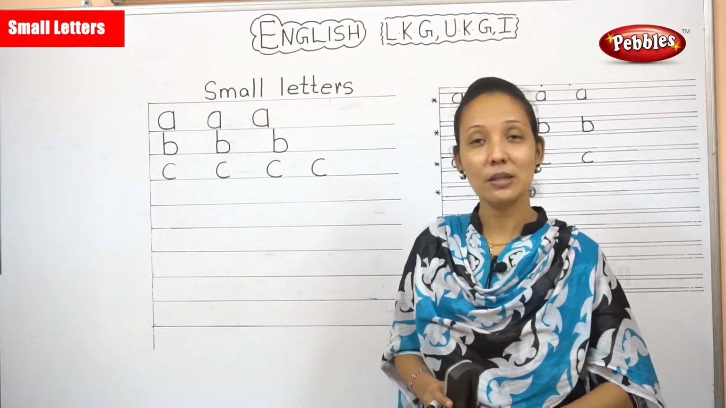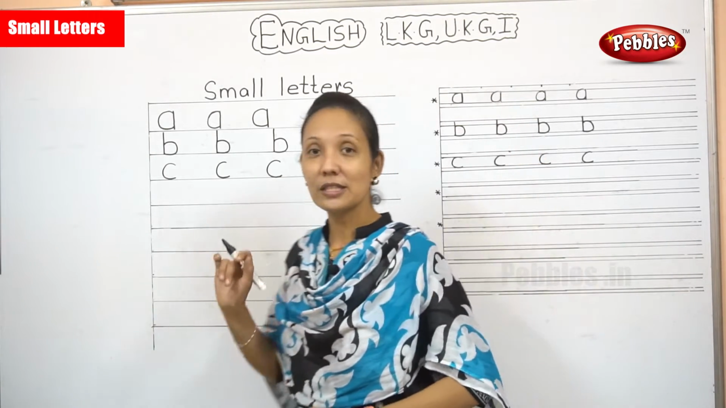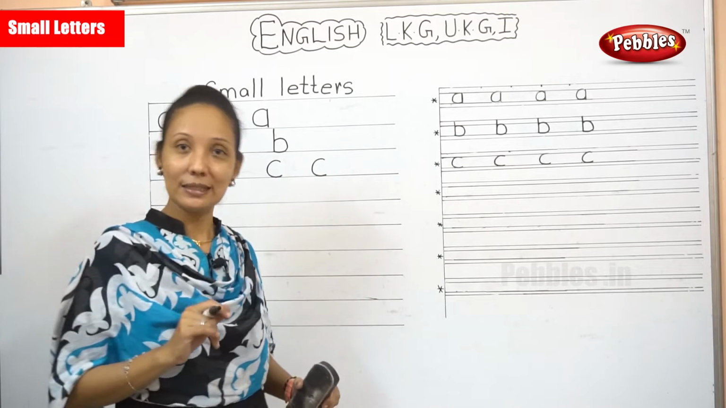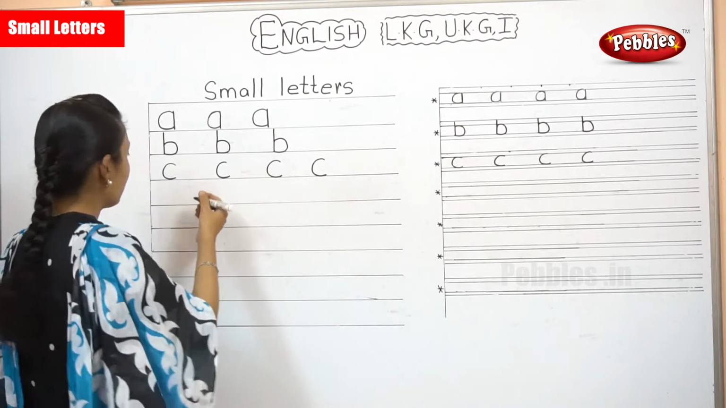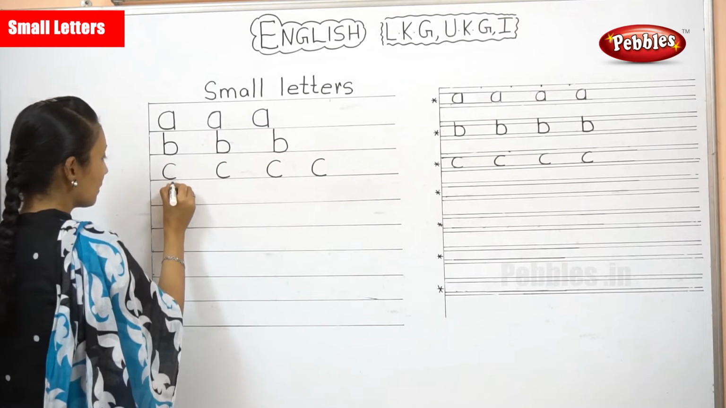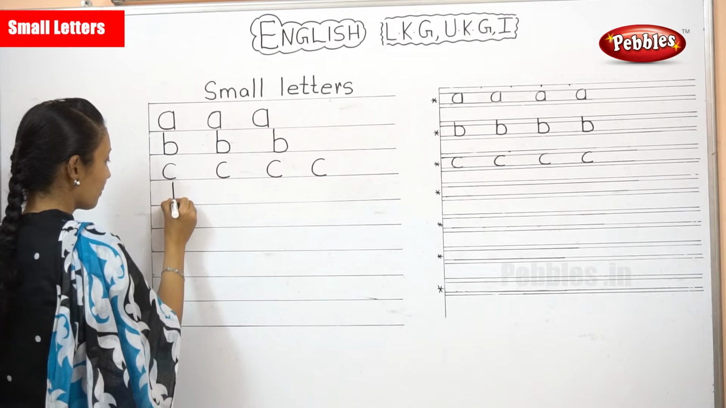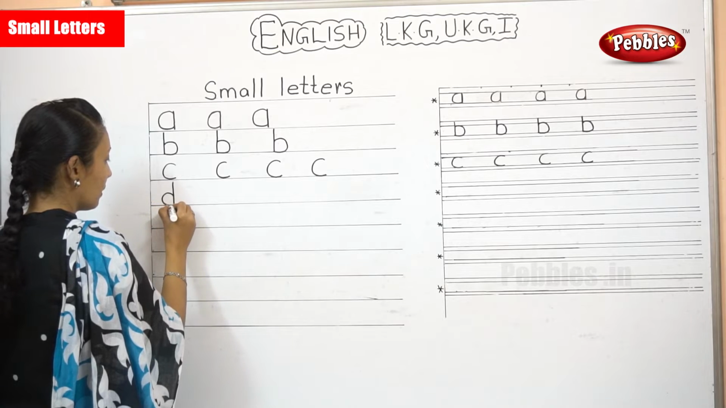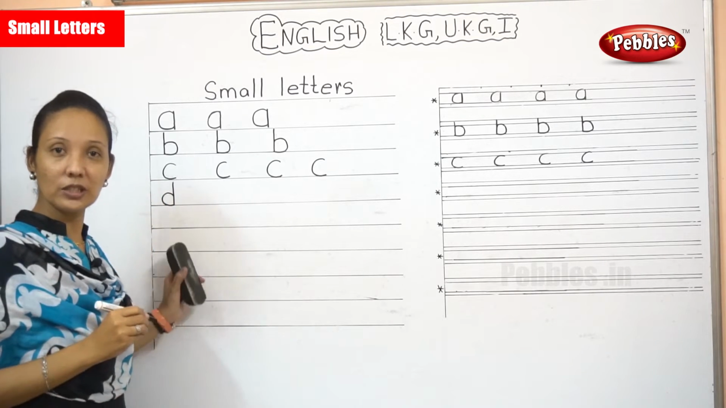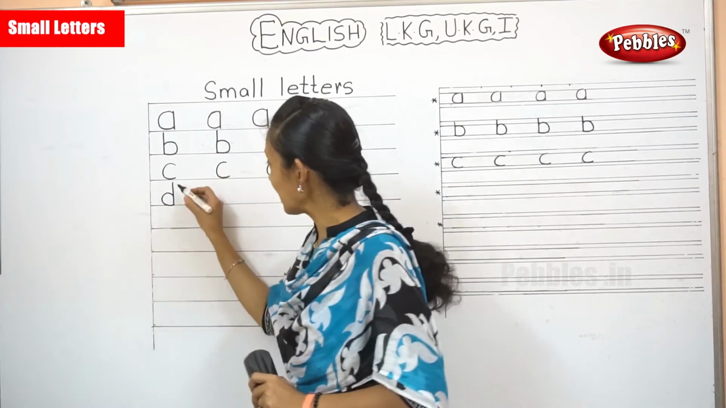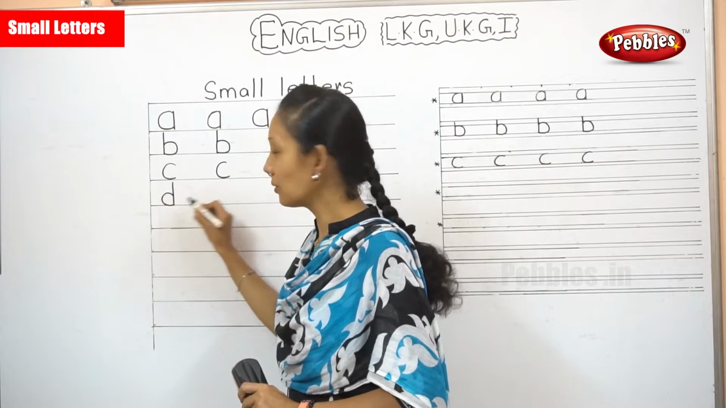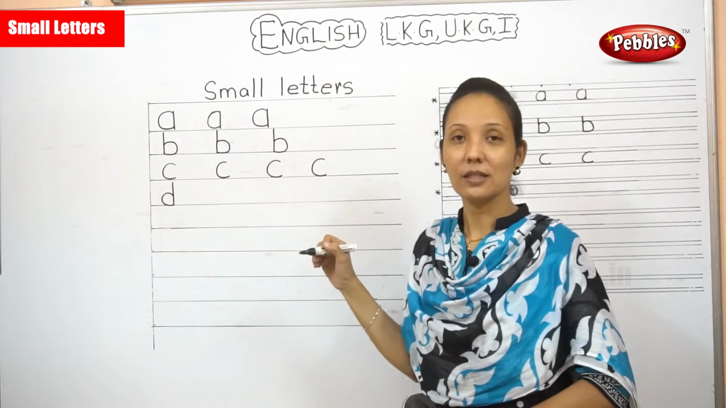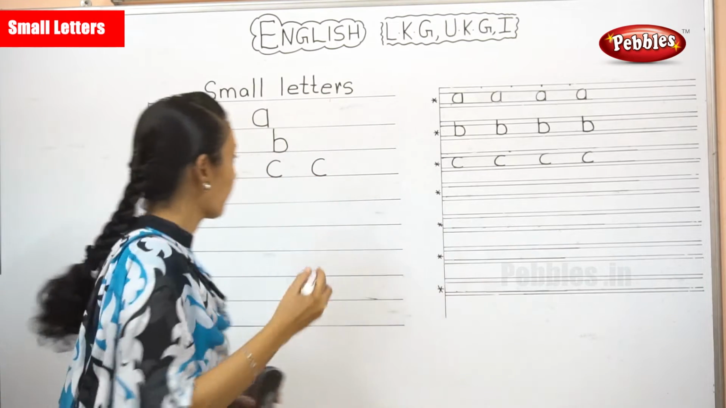Yes, after C, what's your alphabet? Yes, after C we are going to learn alphabet D. How do you write D? Again a standing line and your curve. Yes, D. What is this? Again your standing line and your curve is alphabet D, a small letter D.